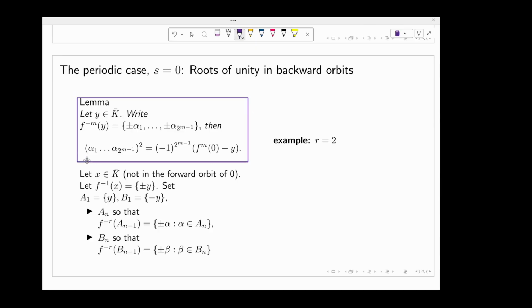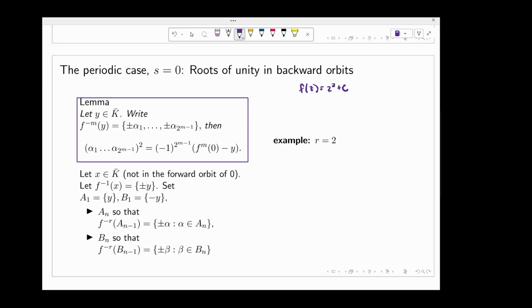which says if I take any y in k bar, then I can write the mth preimage of y, first of all, as plus or minus pairs of roots. And this just comes from the fact that we're working with a polynomial of the form z squared plus c. Every iterate is going to look like a polynomial in z squared, and that's why I get these plus or minus pairs.